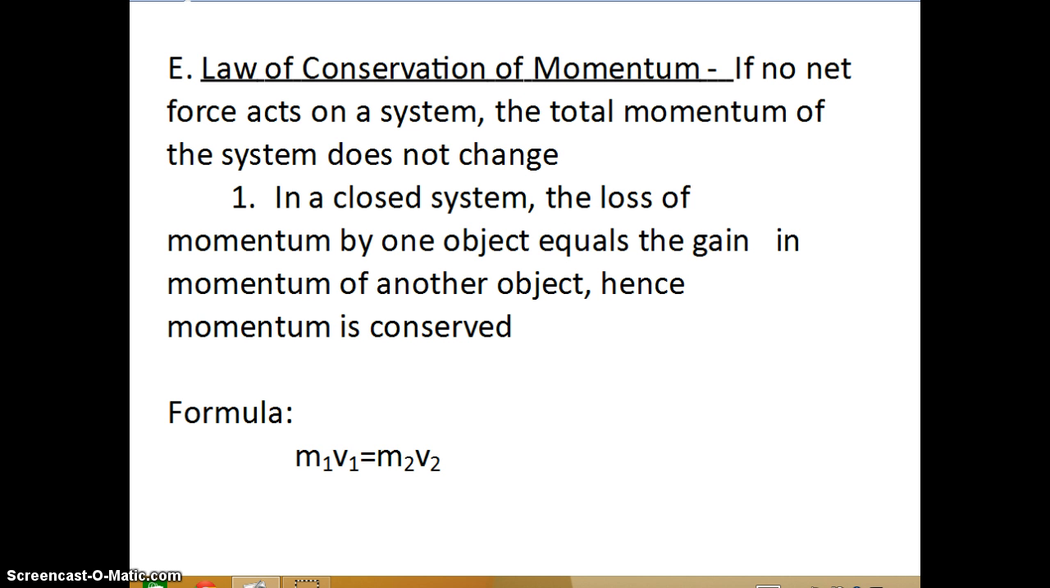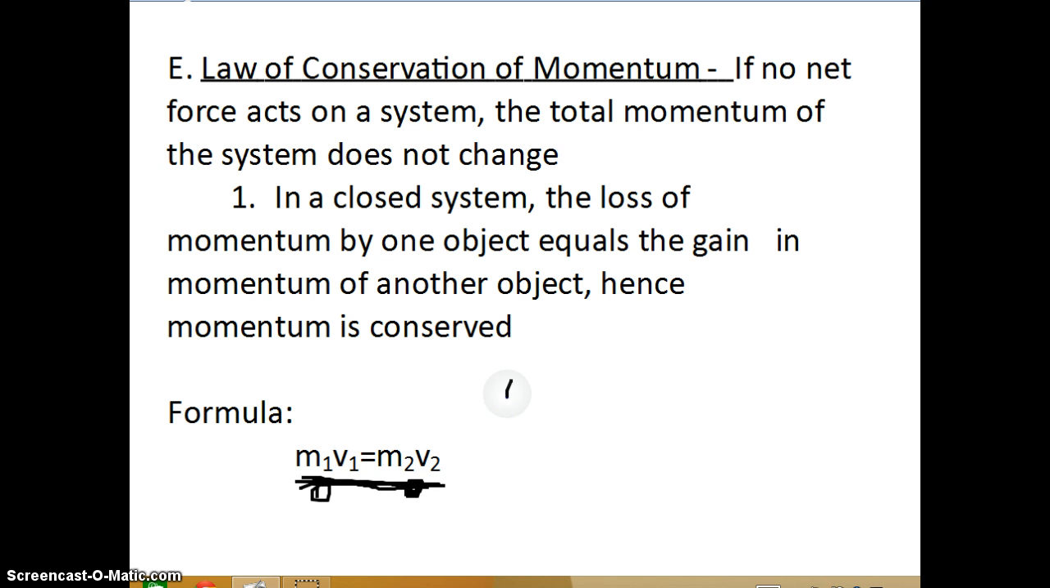Law of conservation of momentum. If no net force acts on a system, the total momentum of the system does not change. In a closed system, the loss of momentum by one object equals the gain in momentum of another object, hence momentum is conserved. This equation will be given to you on the test, however, you will never use it that way. It's basically saying the momentum of one object is equal to the momentum of the same object because of the law of conservation of momentum. So you will always need to solve for either M1 or V1.